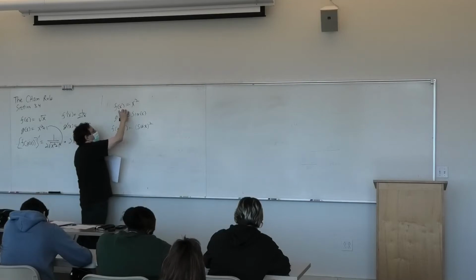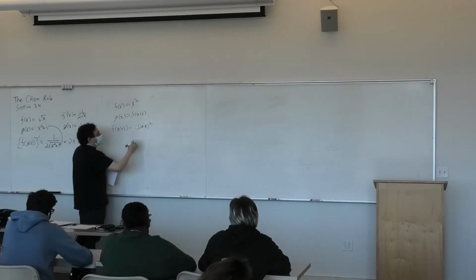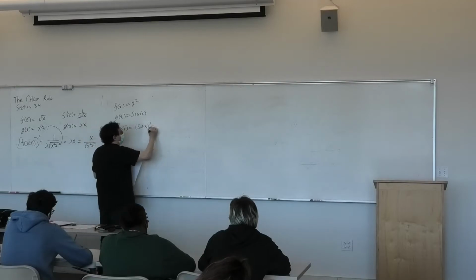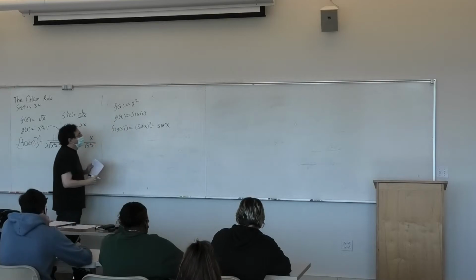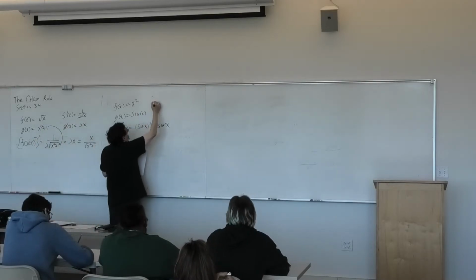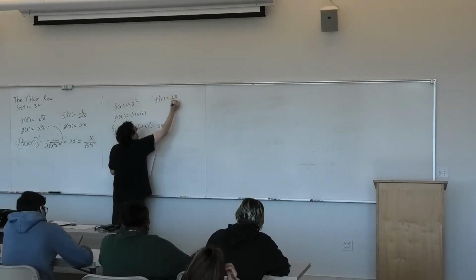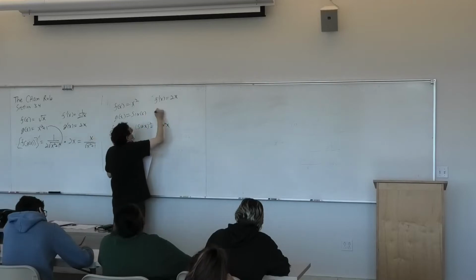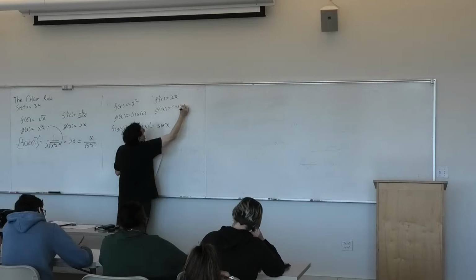I probably wouldn't give you this. I'd probably just say, what's the derivative of sine of x squared? Which we write as sine squared of x. Well, okay. Derivative of f of x is 2x. Derivative of g of x here is cosine of x.